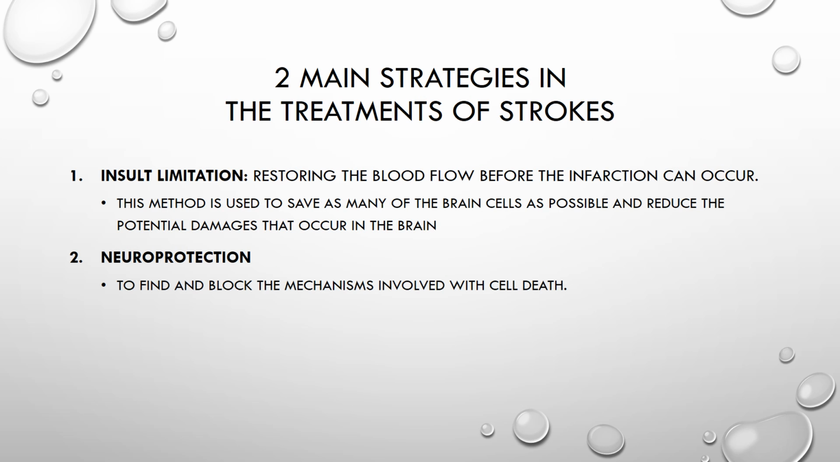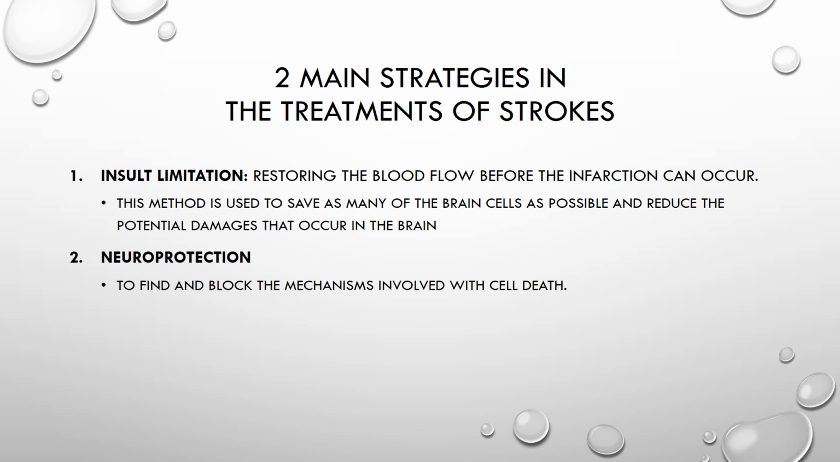There are two main strategies in the treatments of strokes. The first one is insult limitation, which is restoring the blood flow before the infarction can occur. This method is used to save as many of the brain cells as possible and reduce the potential damage that can occur in the brain.